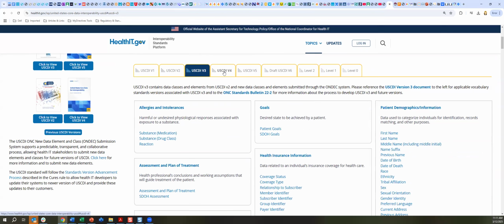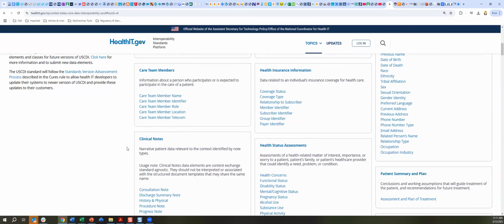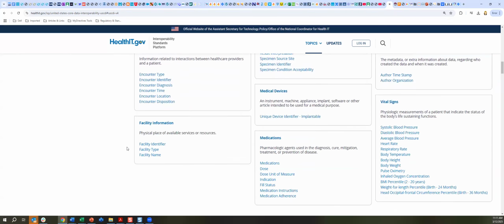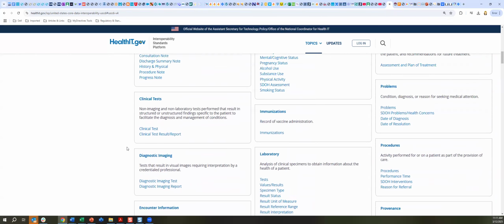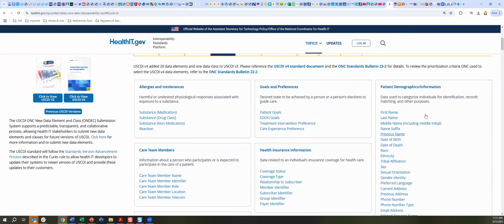So USCDI is a very important part of governing what is available for people to access across the healthcare ecosystem. In USCDI v4, we saw a lot of success. Sorry, guys, I'm spinning because I'm trying to find it. In the general data class called Goals and Preferences, we saw treatment intervention preference and care experience preference be added. And this was a huge win.